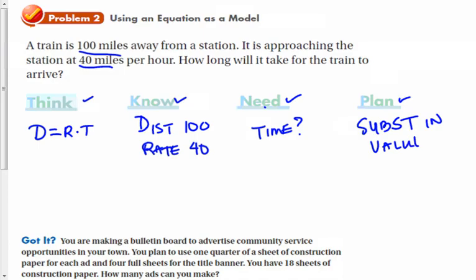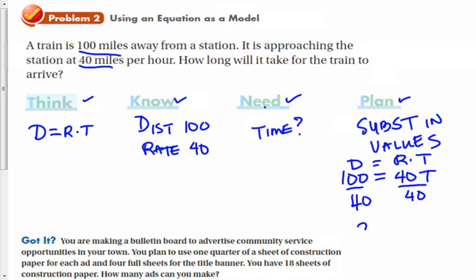So substitute in values. That's going to look like that since the distance is 100. I'm going to put that where the d is. And since my rate is 40, I'm going to put that where the r is. And then multiply that by time. And then now I see I have an equation that has multiplication. So when I'm doing that, I'm going to divide 100 by 40, and that's equal to 2.5. So I'm going to say it takes 2.5 hours here. All right, I'm going to let you try that.